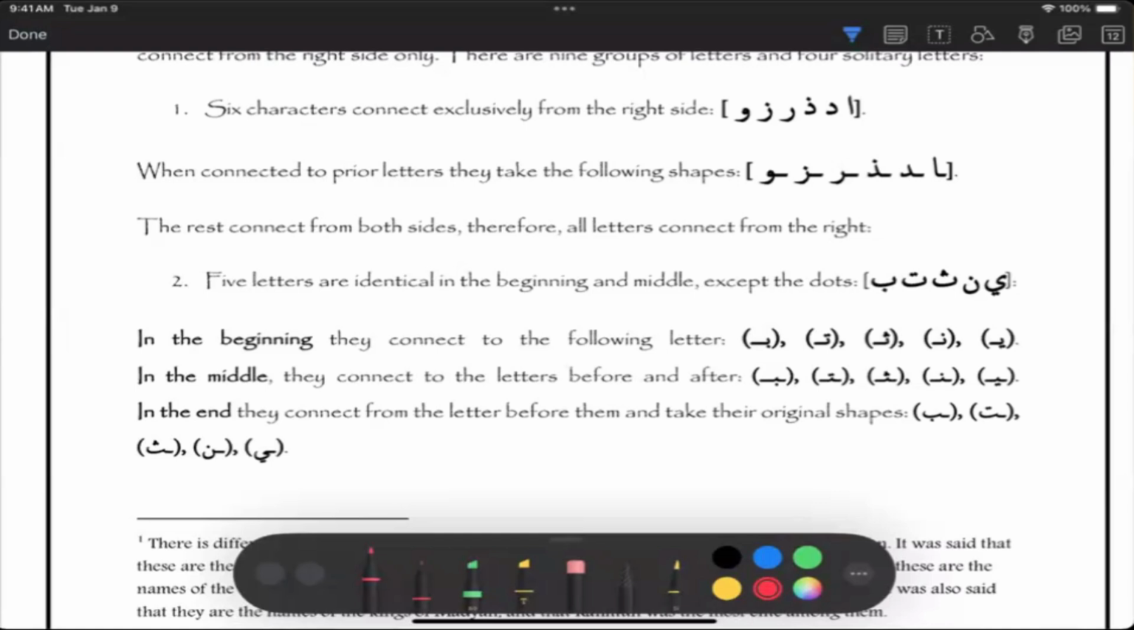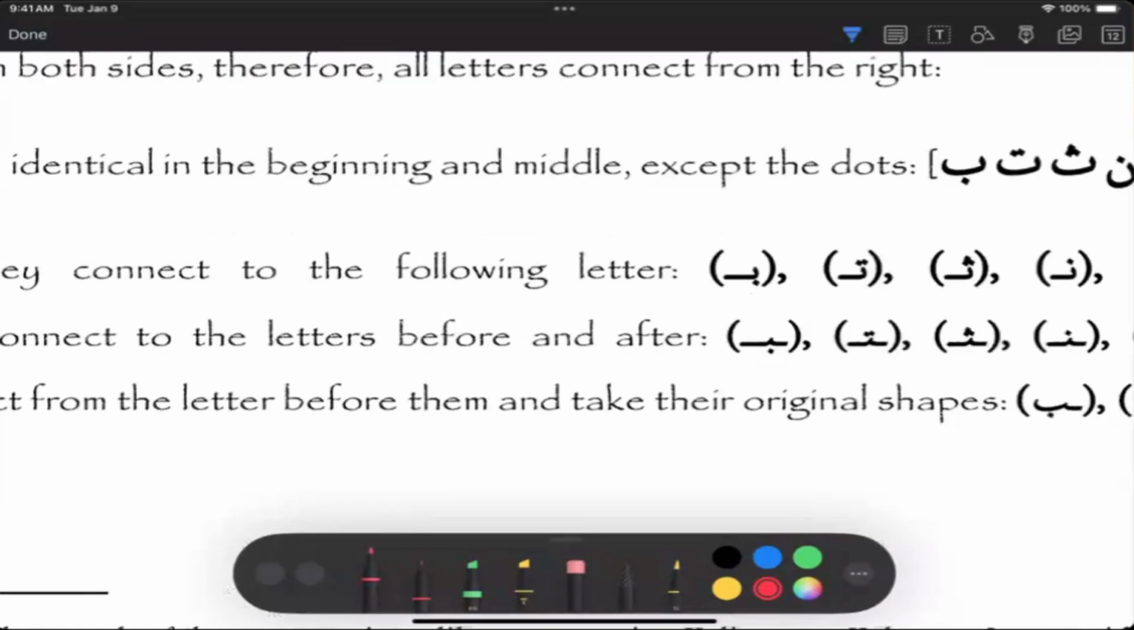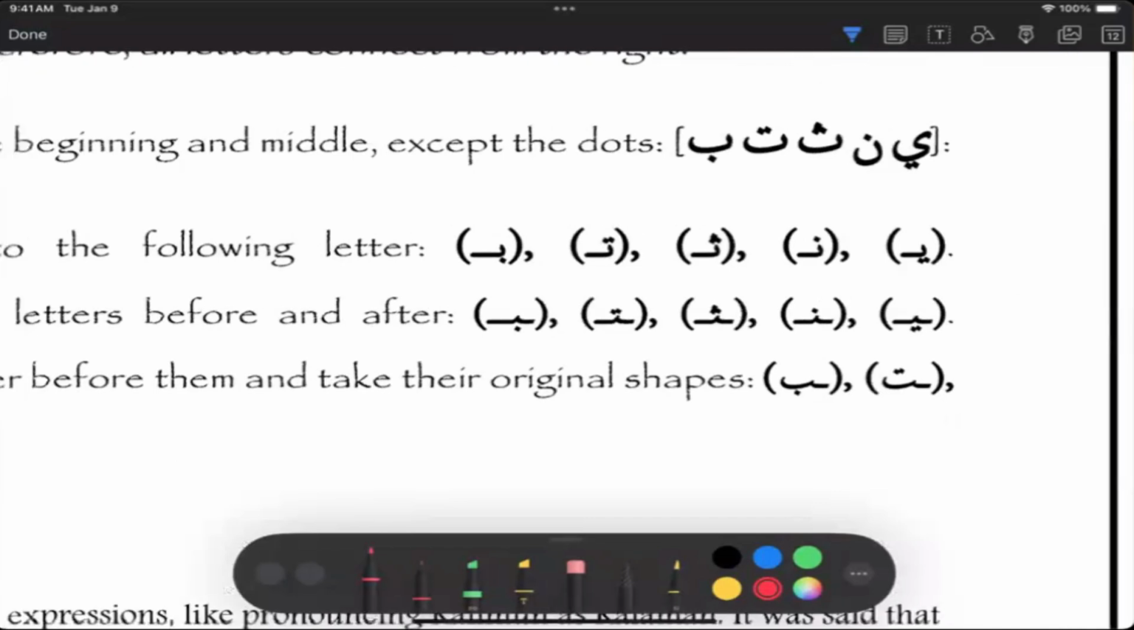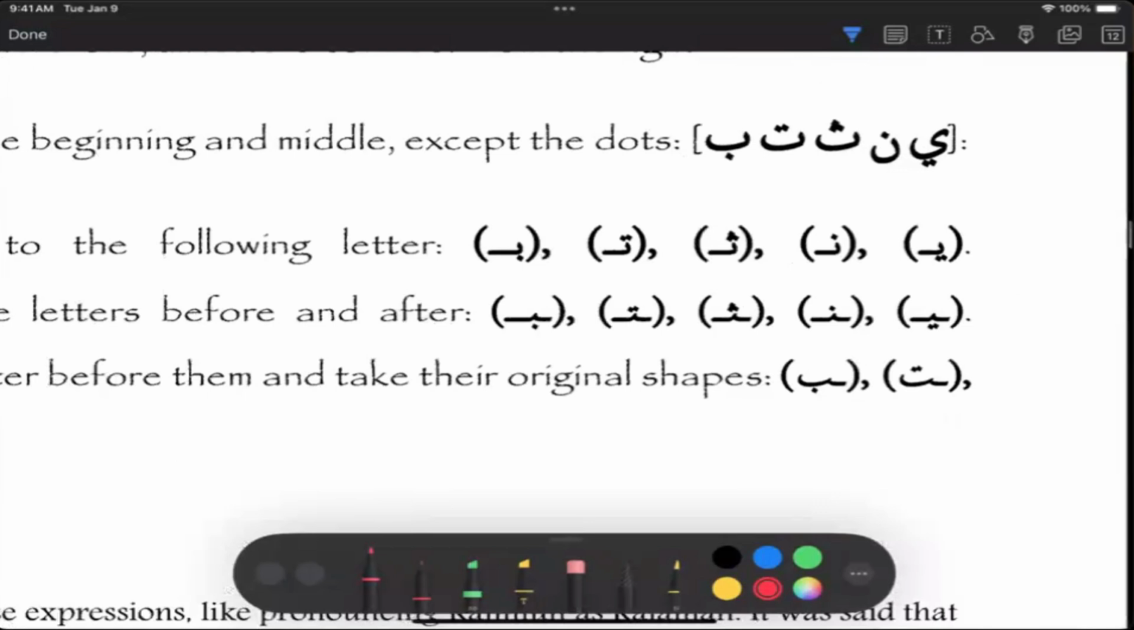So in the beginning, they connect to the following letter. They will connect to the letter that comes after them, according to the shape that you see here. Ba, ta, tha, noon, and ya. Going from left to right, reading English.